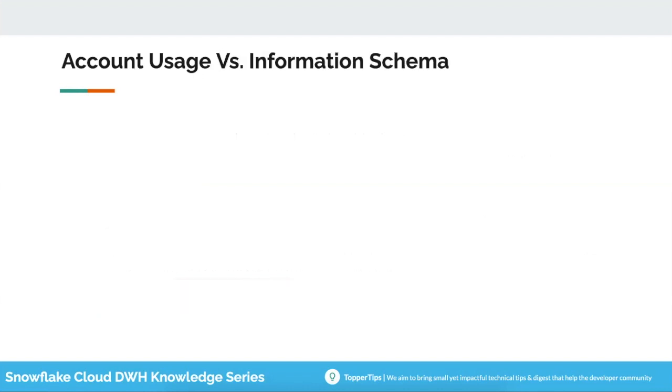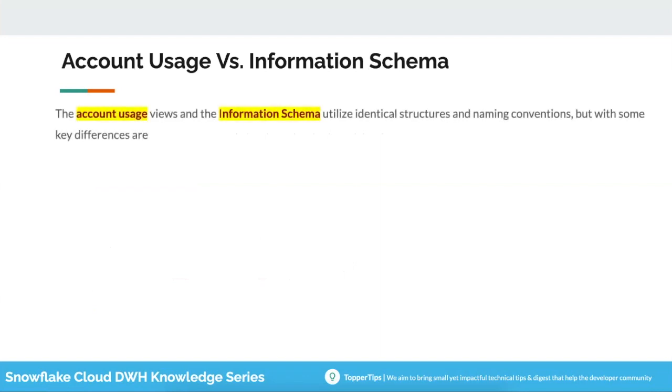So now we have account usage and we have information schema. What's the difference? How do they look a little different, and what is the commonality between them? Let's quickly go through it. The account usage views and the information schema utilize an identical structure under the hood and the same naming convention, but there are some key differences.